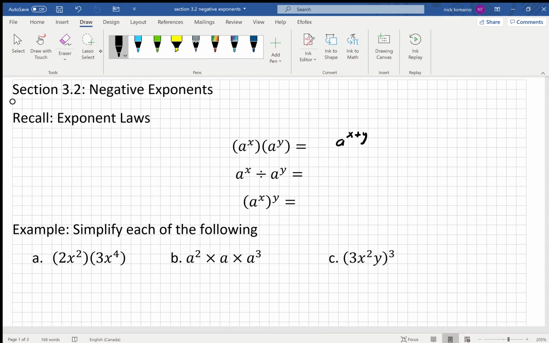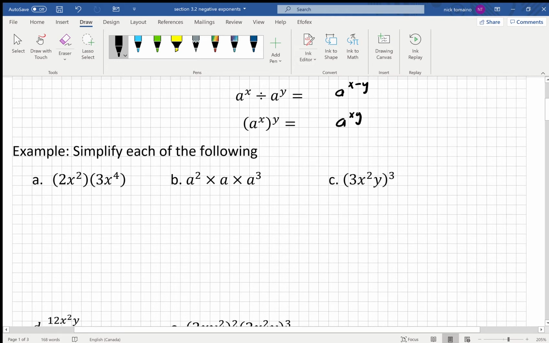Okay, when you're dividing like bases, you subtract the exponents, so that is a to the x minus y. And when you have a power of a power, you multiply the exponents, and that becomes a to the x times y. Okay, so simplify the following.